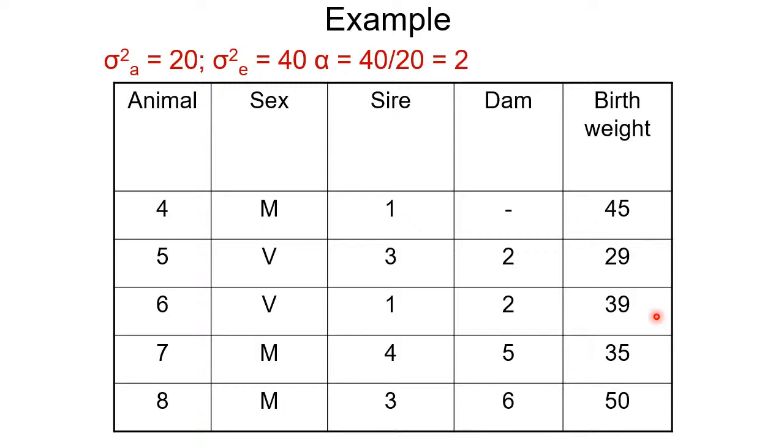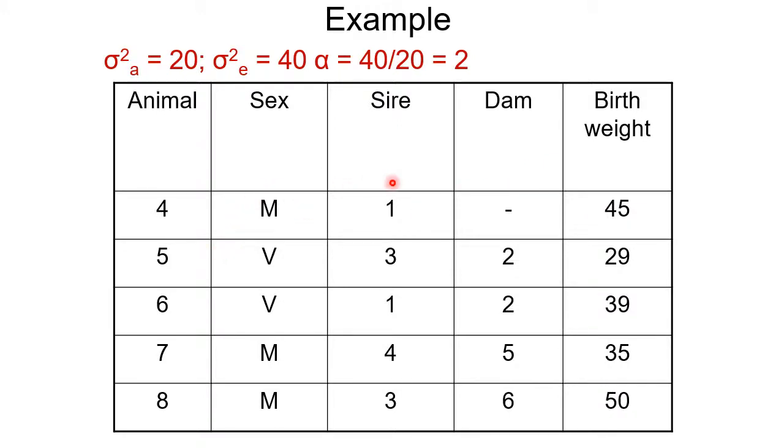So let's start. Oh yes, before we start constructing the matrices, the additive variance for this trait is 20 kilograms squared, and the total variance is 40 kilograms squared. So we can then calculate alpha. We said alpha is sigma squared E on sigma squared A. That's 40 on 20, and alpha in this case is 2. Okay, so we have alpha.